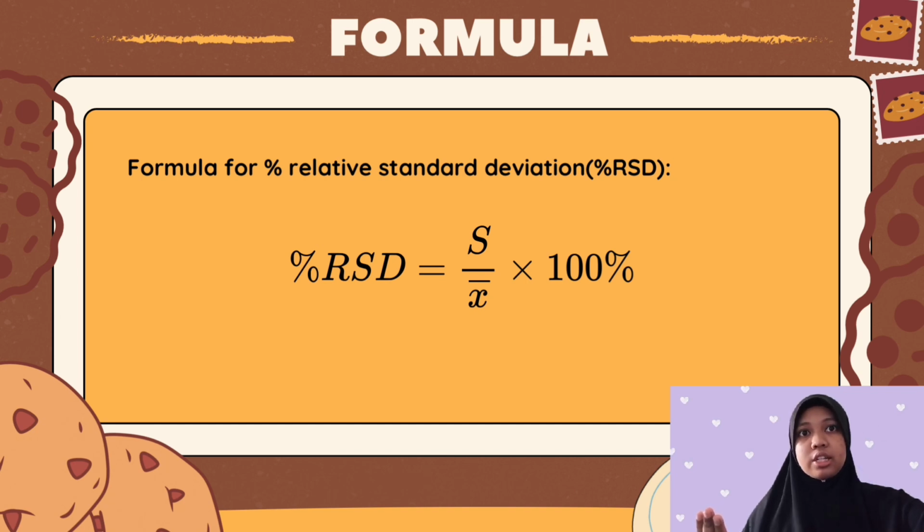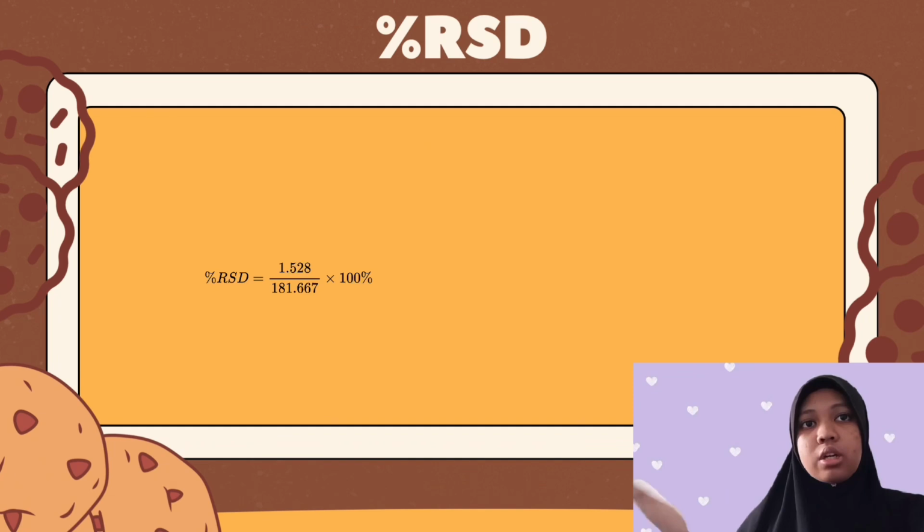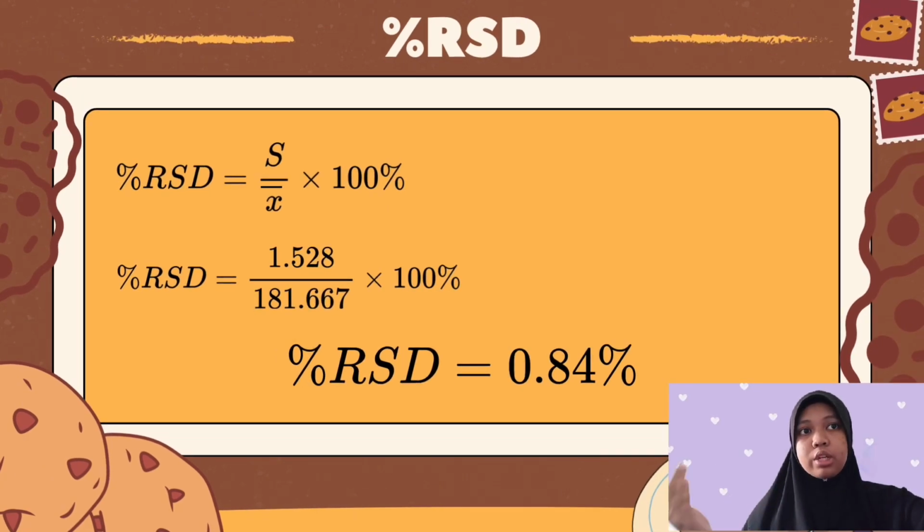After we find the standard deviation, we can use it to find the percentage of relative standard deviation, or RSD. The formula for RSD is standard deviation over mean multiplied by 100%. Based on the standard deviation and the mean we got, the result for percentage RSD is 0.84%.